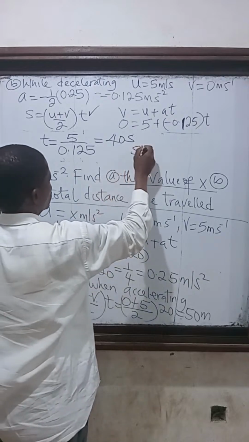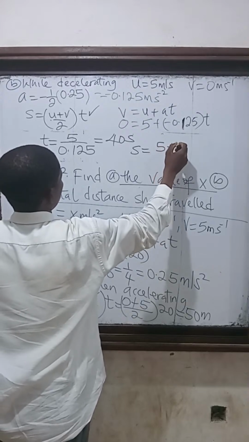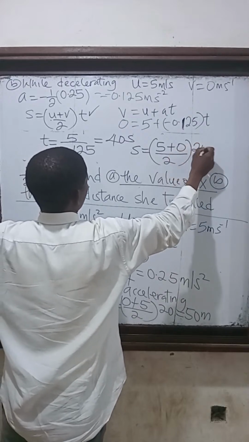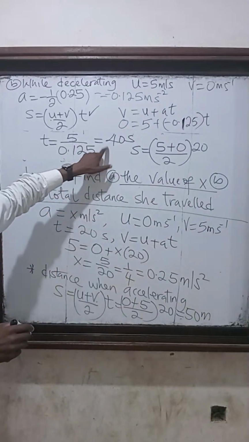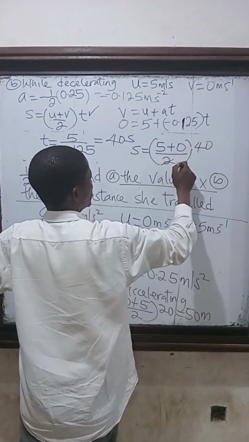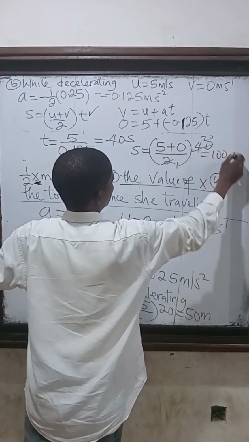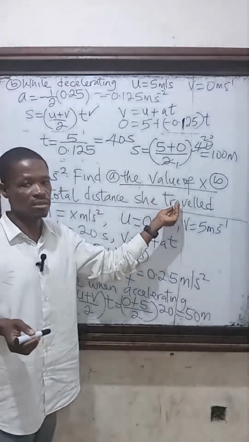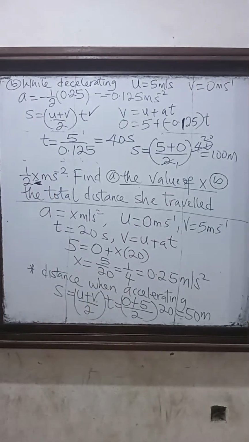So the distance will be equal to what? u is 5, v is 0, over 2 times what? Times 20. Okay, is that the case? Let's check the time here. Okay, this is 40, not 20. So that would be 2 here, 1, 2 here 20. 20 times 5, that's what? That's 100 meter. Okay, so then we can now get the total distance she traveled. We can get that from that.